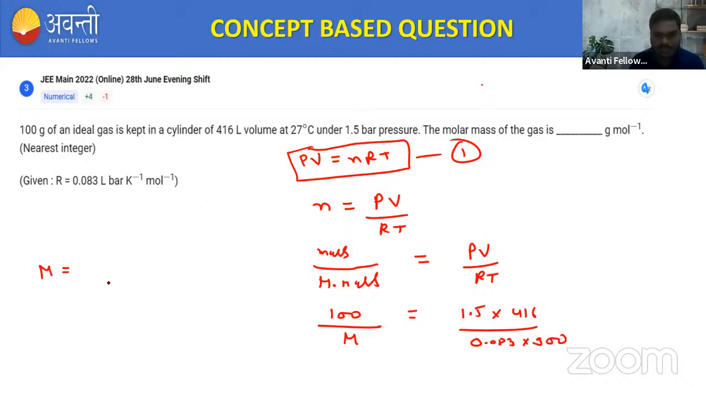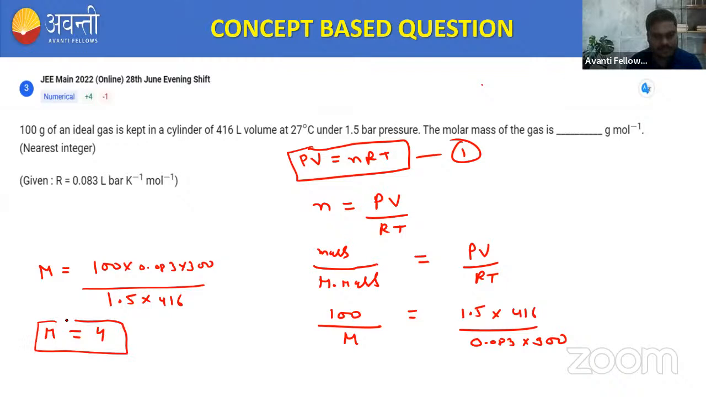How simple it was, nothing much to do. You can calculate the value of M like 100 into 0.083 into 300 divided by 1.5 into 416. So this is how you actually calculate the molar mass. On solving, you'll get molar mass comes out to be 4. Okay? So this is a very simple question. You just need to calculate the molar mass by using the simple formula PV is equal to nRT, because it is already mentioned in the question that it is about an ideal gas. So whenever an ideal gas question is there, you calculate the molecular mass like this. So the molecular mass of the gas comes out to be 4.